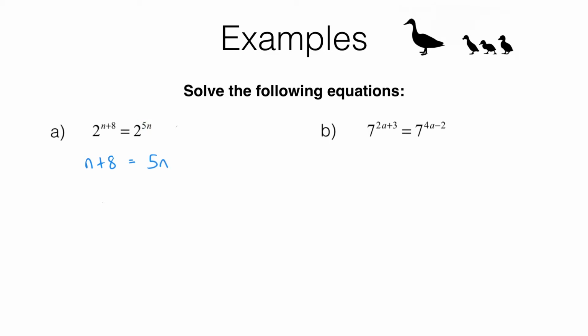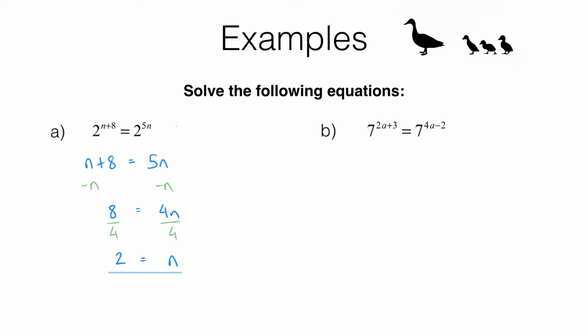Now this is a fairly simple equation we can solve. I can subtract n from the left and the right hand sides. That gives me 4n on the right and that equals 8 on the left there. And then I can divide both sides by 4 and that will give me my solution, which is n equals 2.